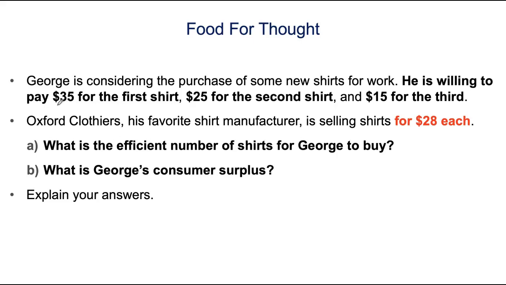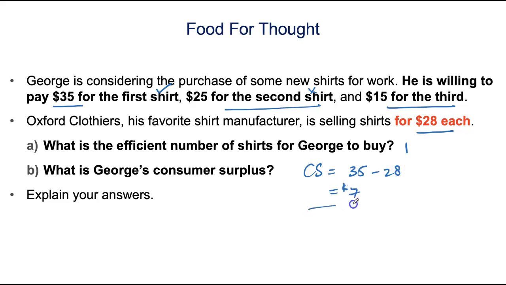George is willing to pay $35 for the first shirt and the price is $28. So he's definitely going to buy the first shirt. He will never buy the second shirt or the third shirt because he's willing to pay prices for these two shirts which are much lower than the market price, the price at which the shirts are being sold. So he only ends up buying one shirt. And how much is his total consumer surplus? That's very simple to calculate in this case. Willingness to pay minus the price paid is $7 for George. So that is his total consumer surplus in this scenario.